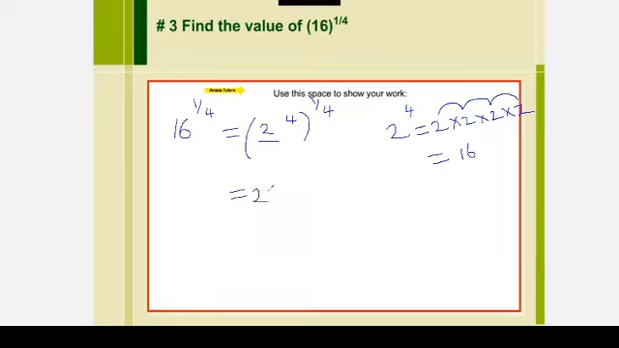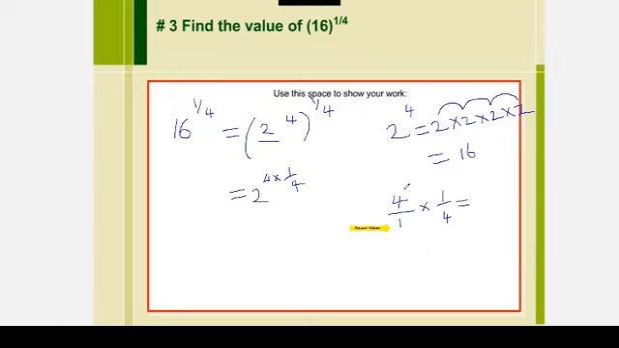Now, apply the power of power rule. 4 times 1 by 4. You know very well, 4 times 1 by 4 is 4 by 4. Because the first 4 can be written like this. You know how to multiply a whole number and a fraction. A whole number, as I already mentioned, can even be written as a fraction with the denominator 1.